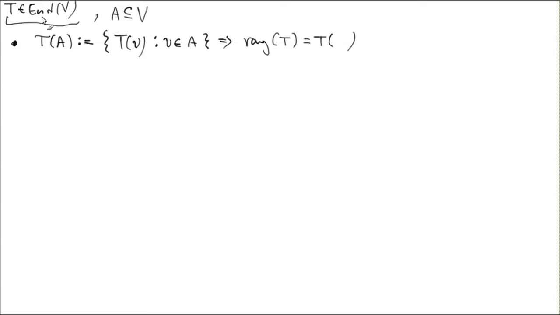If T is coming from this endomorphism on V, range of T, according to that notation, is exactly T of V. Is that right? You send everything under T, and then what you're going to get is exactly the definition of range of T. Right? So we already have that notation, but it's convenient for subspaces, right?